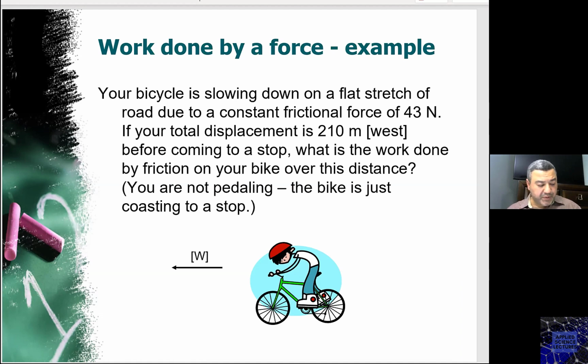Let's look at this example. In this example, we have a bicycle that is slowing down on a flat stretch of road due to a constant frictional force of 43 Newton. Now the frictional force has been given to me. If your total displacement is 210 meter west, this is the displacement vector. Before coming to a stop, what is the work done by friction on your bike over this distance?